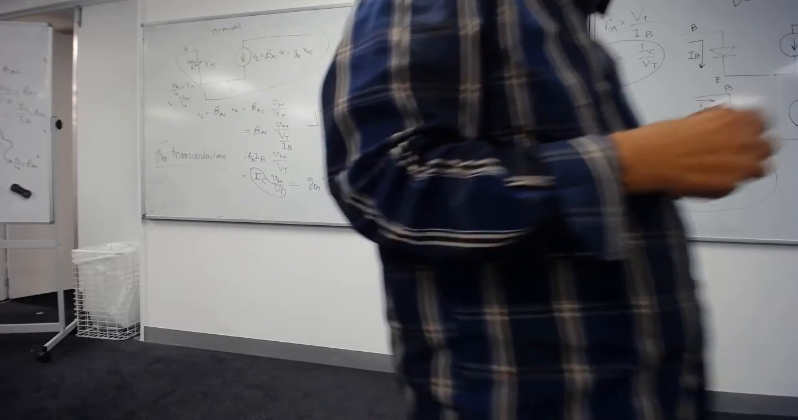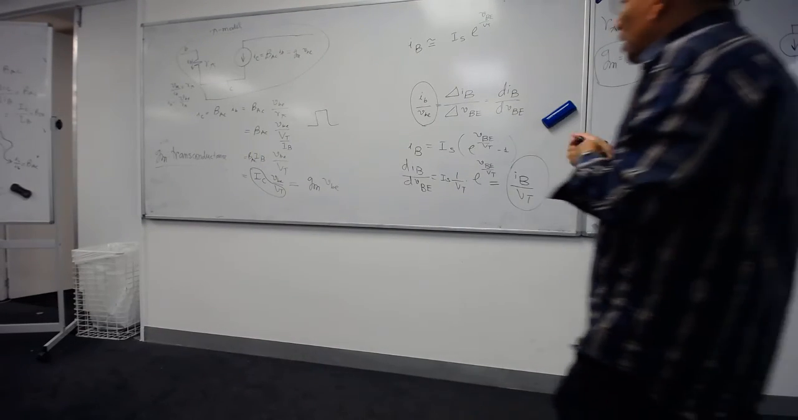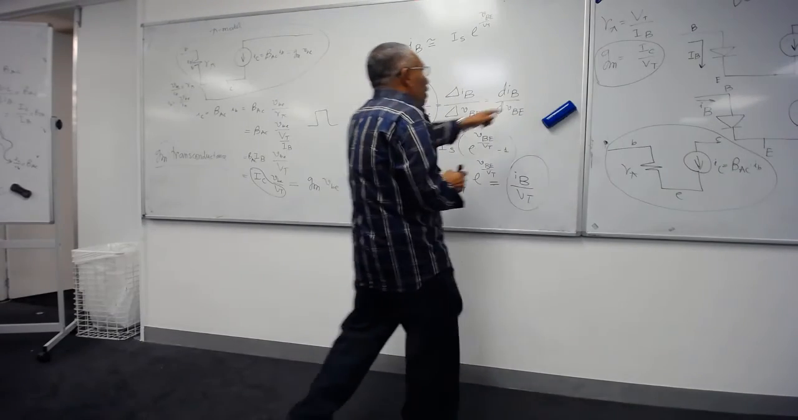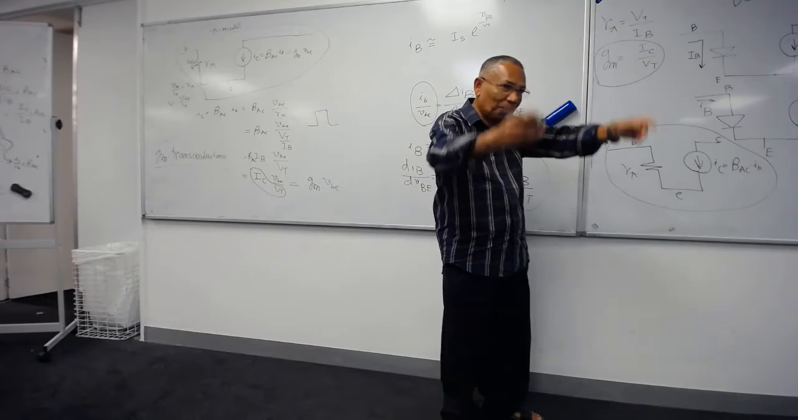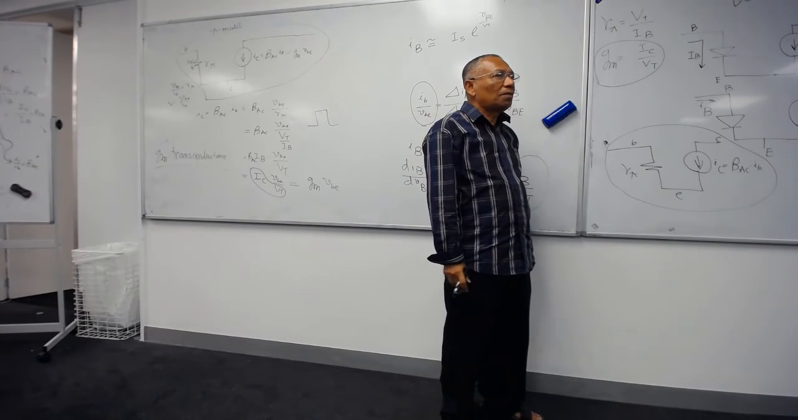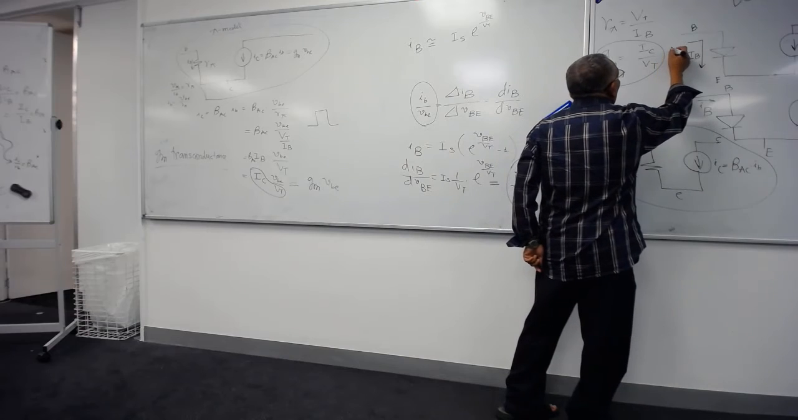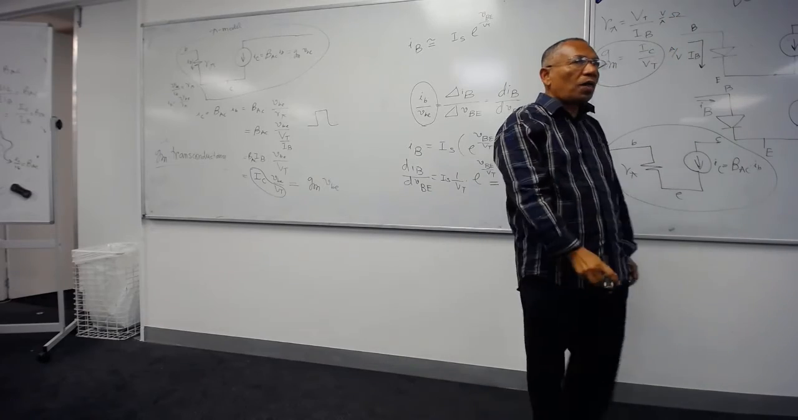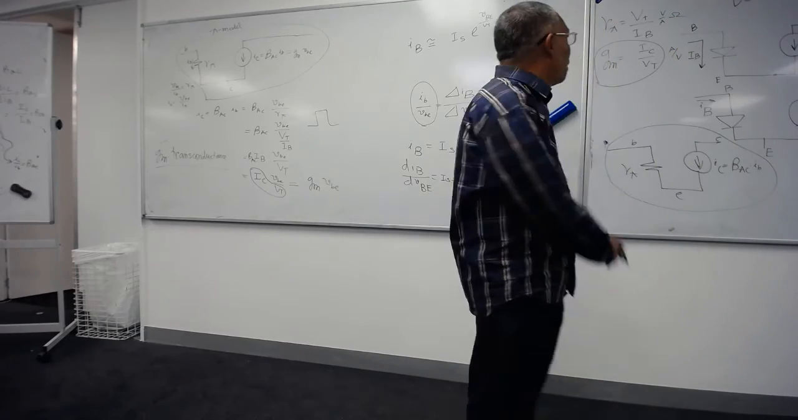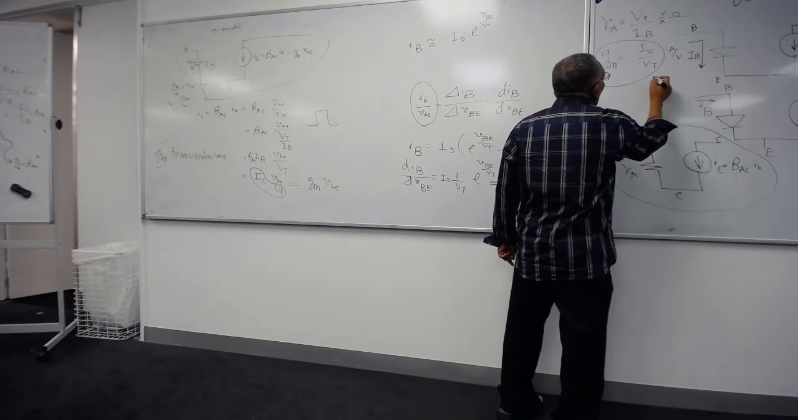Does GM have a unit? Very good question. That's an excellent question. Does GM have a unit? You tell me. This is current, this is voltage. That's ampere per volt. GM is ampere per volt. R pi is volt by ampere, which is ohm. GM is the reverse of that, ampere per volt. This is ohm, and this can be called mho.